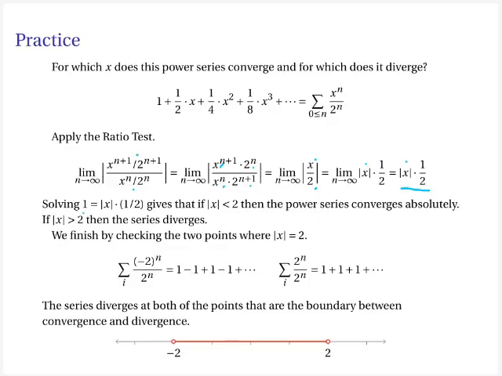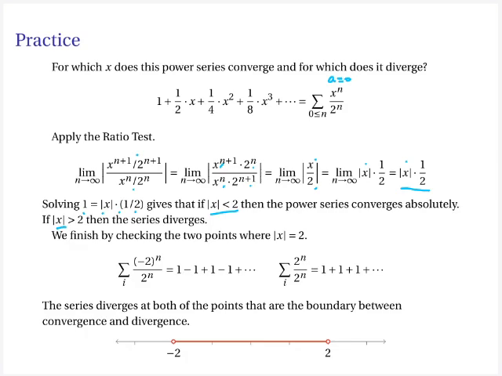So for which x's is the absolute value of x times 1/2 strictly less than 1? And the answer is for those x's where the absolute value of x is less than 2. So I'm asking for those x's that are within 2 of 0. The center of this series is 0. So the answer to my question is those x's which are strictly within 2 of the center of the series.